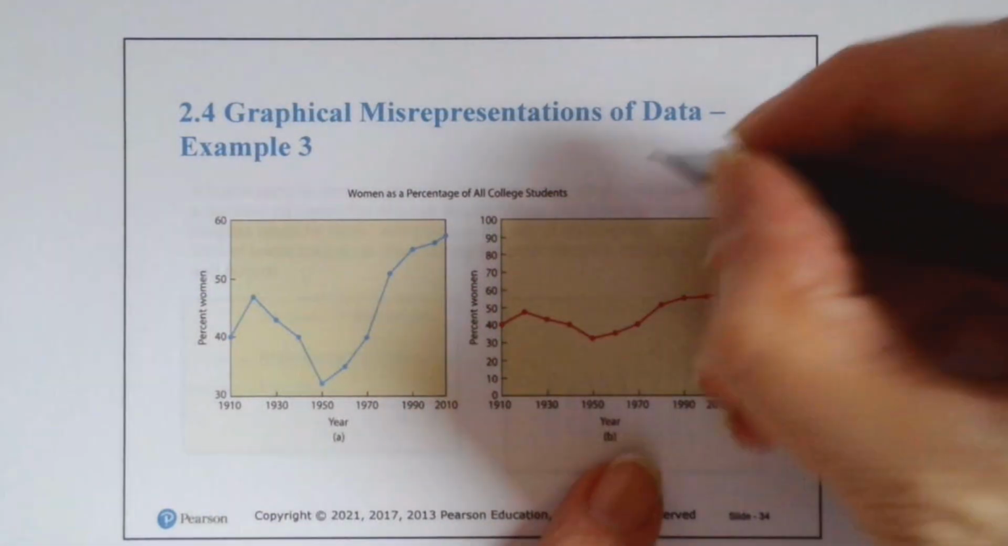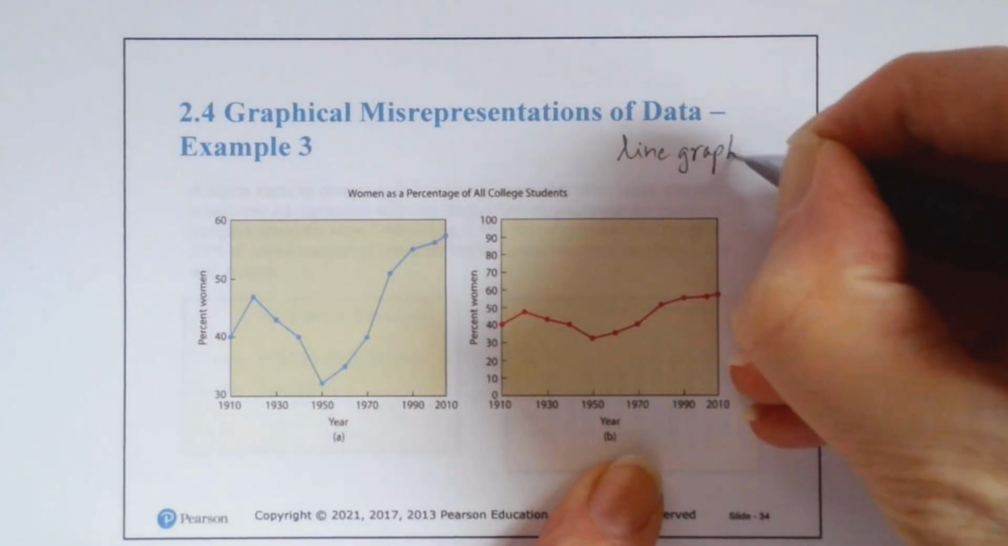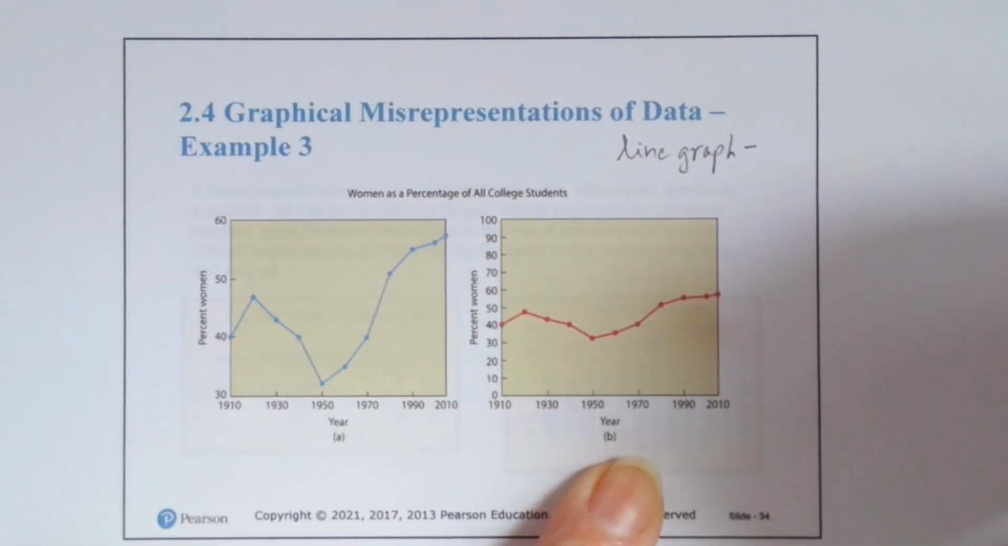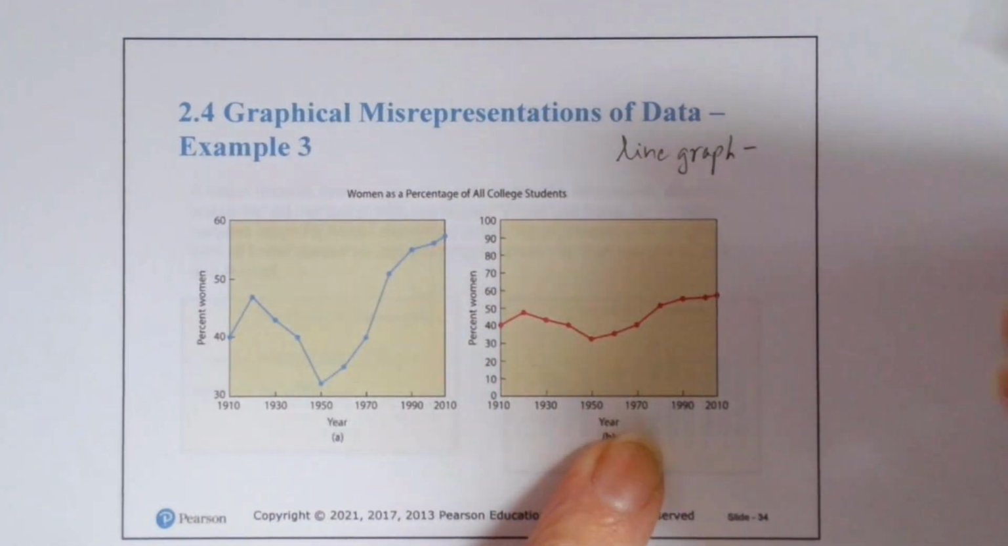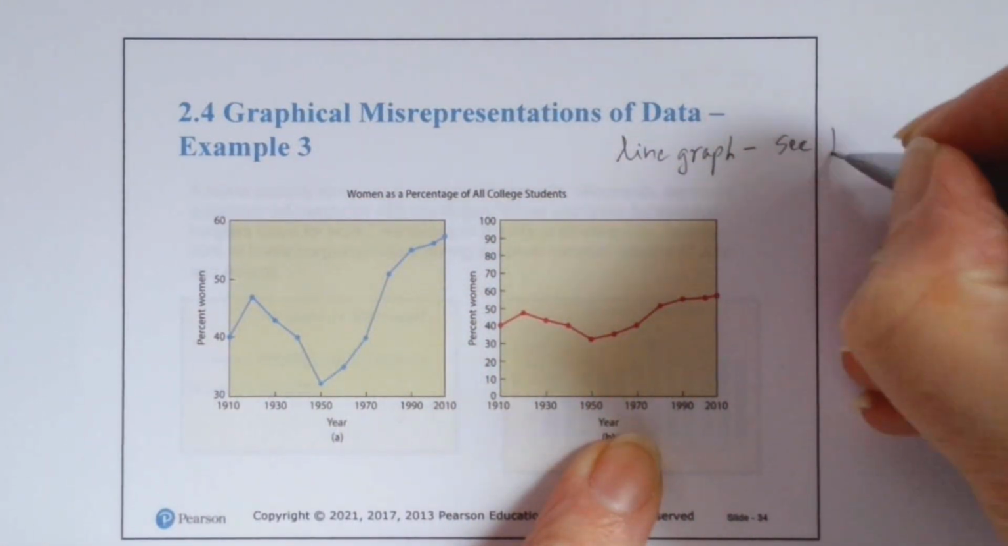This is actually what we call a line graph. And so far we haven't really mentioned those. I don't know, you may have seen one in the homework. You've probably seen them before. But line graphs help us to see trends.